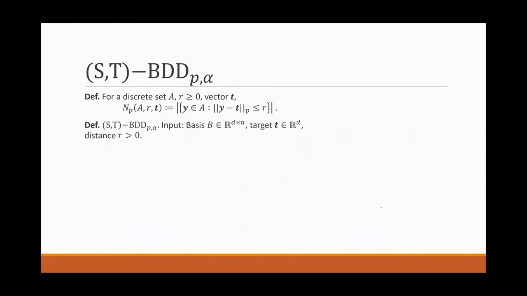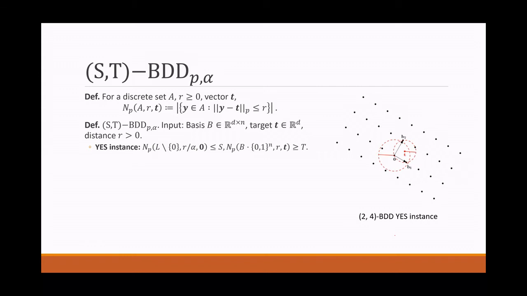So first, let me define ST-BDD more formally. I need one more piece of notation to do that. N_p(A, R, T) is just the number of points in a discrete set A lying inside an L_p ball of radius R centered at T. Then the ST-BDD problem is a problem where as input, we again get a basis B and a target T along with some distance threshold R. So here's an instance of the 2,4 BDD problem, a yes instance of the problem. We'll parse this in a minute.